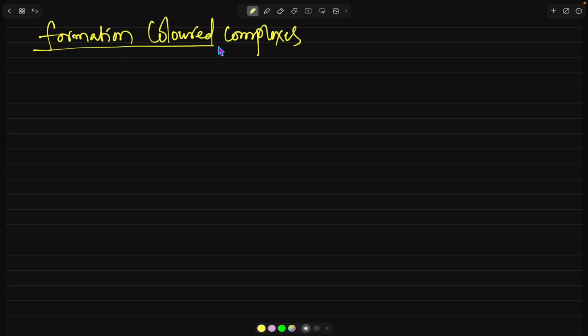Formation of colored complexes by these group elements. Yeah, D block elements form colored complexes. Why do they form like that? We will discuss, right? So the formation of color, right?